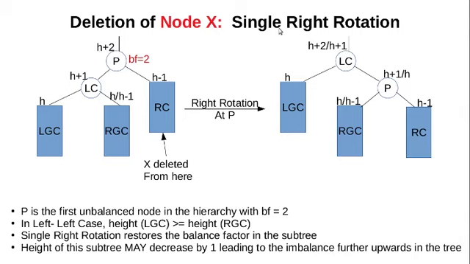After the rotation, the height of the subtree can be either h plus 2 or h plus 1. If the height of the subtree has decreased, the balance factor violation may be generated further upwards in the tree, which needs to be checked and restored.